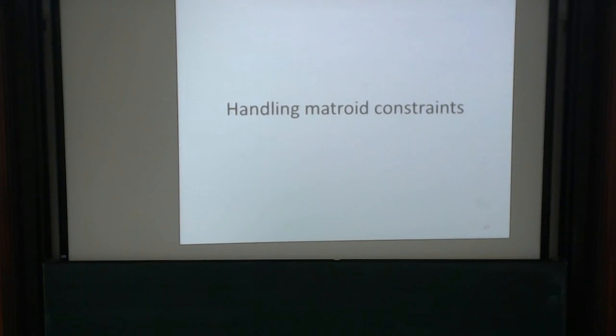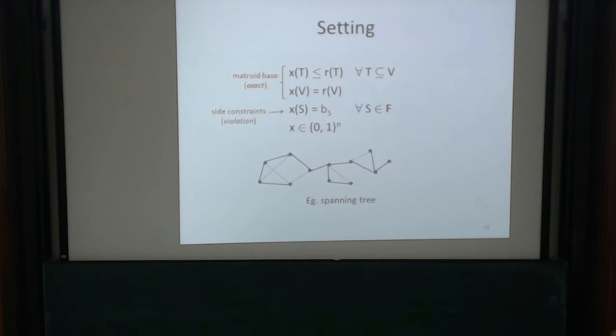So I have 2 minutes. Maybe I'll mention what extra ideas we need for the matroid constraints. So this is the setting. We have a matroid polytope, and we have these additional linear constraints. And we want to satisfy the matroid base constraints exactly and violate these side constraints by a small amount.